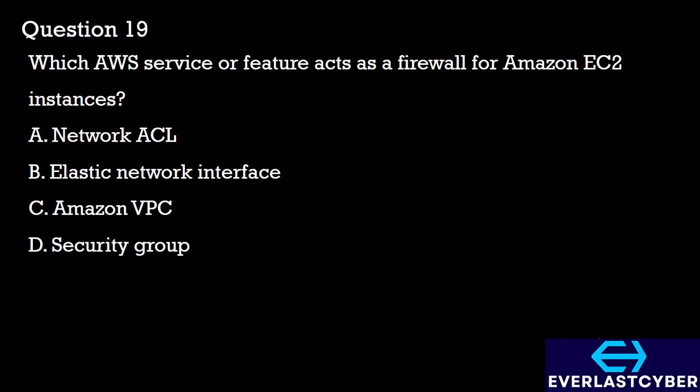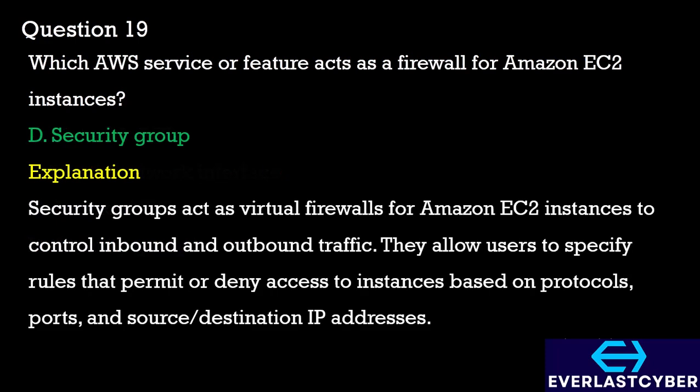Elastic Network Interface is a virtual network interface that can be attached to an EC2 instance, but it does not function as a firewall. The Amazon VPC, or Virtual Private Cloud, allows users to create a private network in the AWS cloud, but it does not specifically act as a firewall. Security group, in this case, would be our answer because it acts as a virtual firewall for Amazon EC2 instances to control inbound and outbound traffic. It allows users to specify rules that permit or deny access to instances based on protocols, ports, and source and destination IP addresses.